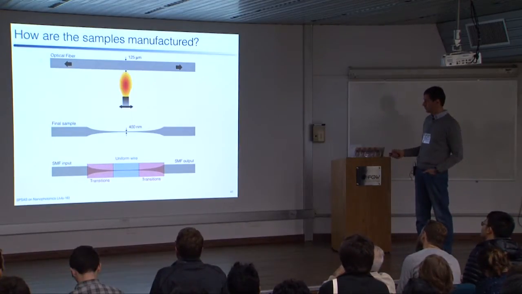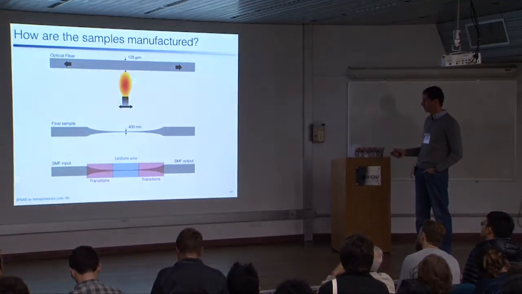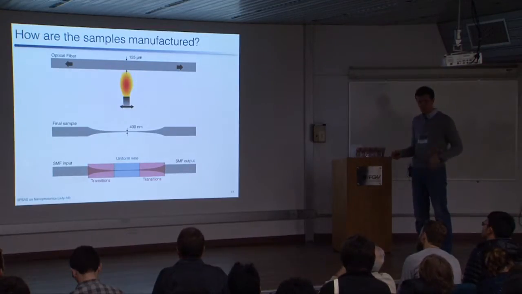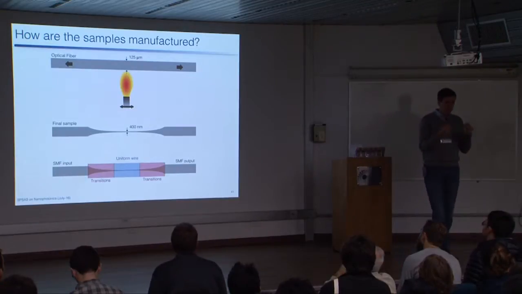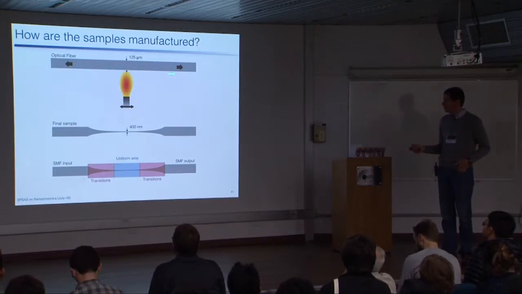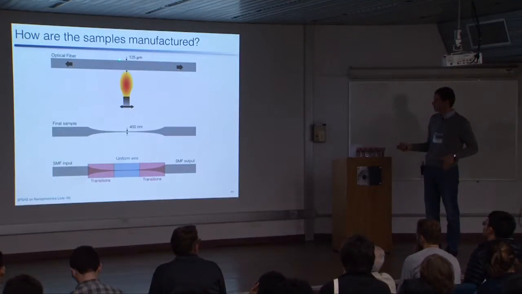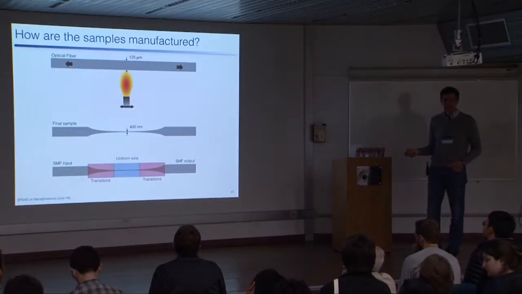So you start with an optical fiber, and then with a micro burner, you bring it closer, a flame. Then this part of the fiber is going to be soft, right? You're going to increase the temperature, and then you pull the fiber to the sides. So when you start pulling, think about this. This is going to narrow down and eventually get to a structure like that.